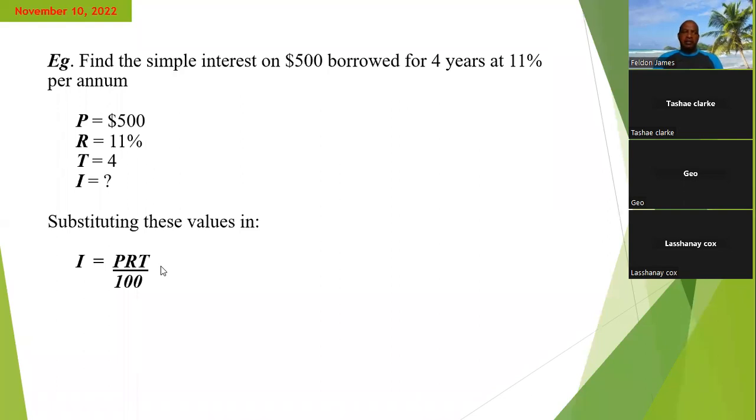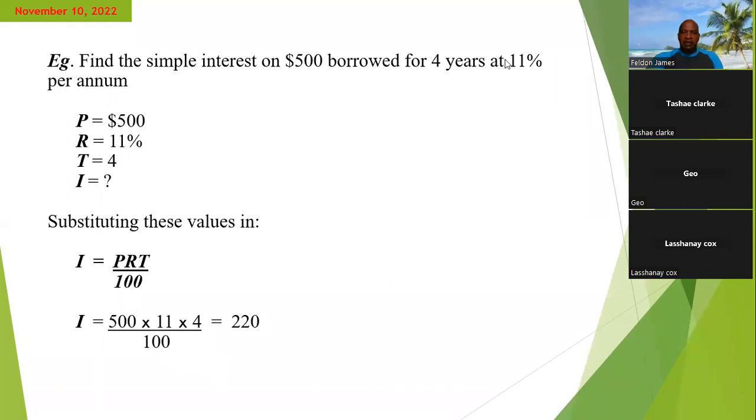And the word substitute here, I hope everybody understands what substitute means. It means that we're replacing the letters with the values given to them in terms of the numbers. Is that clear, guys? Yes, sir. Okay. So for the P, we replace it with 500, R, we replace it with 11, and T, we replace it with 4. So when we do that, we would get I equal to 500 times 11 times 4 divided by 100.